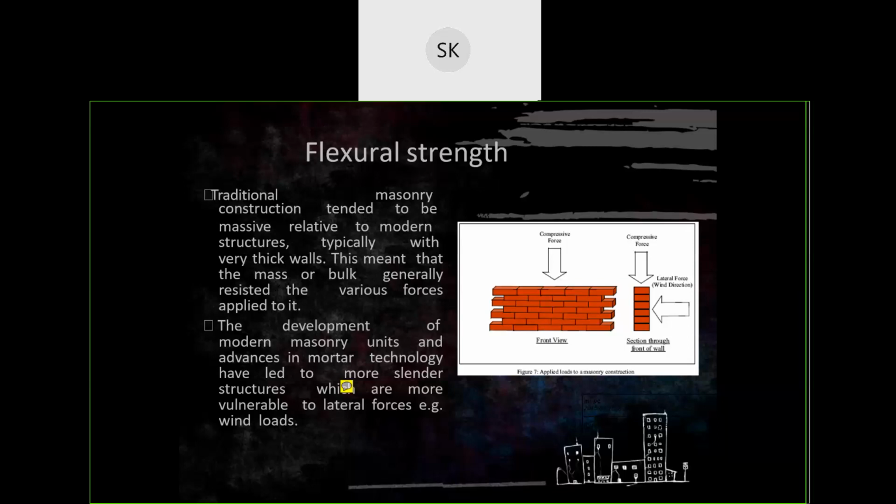Now the flexural strength of the mortar. If you see the figure, applied loads to a masonry construction. Traditional masonry construction tended to be massive relative to modern structures, typically with very thick walls. This means that the mass or bulk generally resists the various forces applied to it. The development of modern masonry units and advances in mortar technology have led to more slender structures which are more vulnerable to lateral forces, for example, wind.